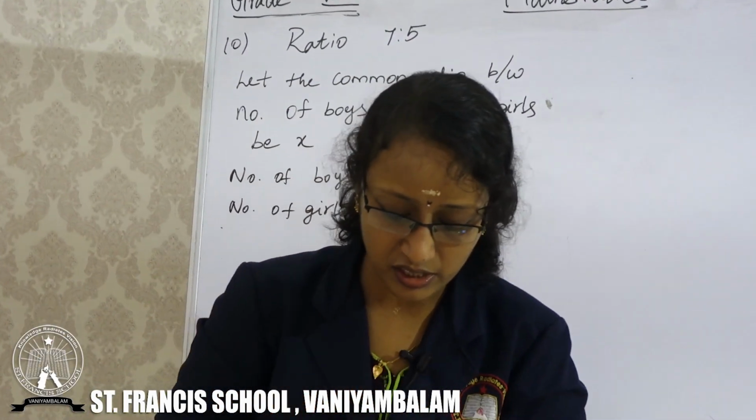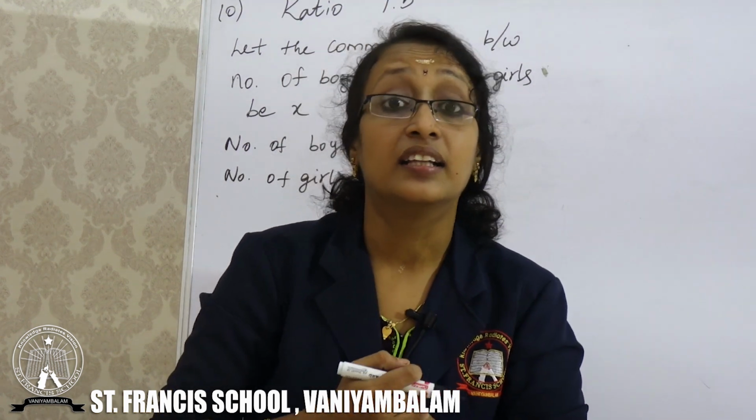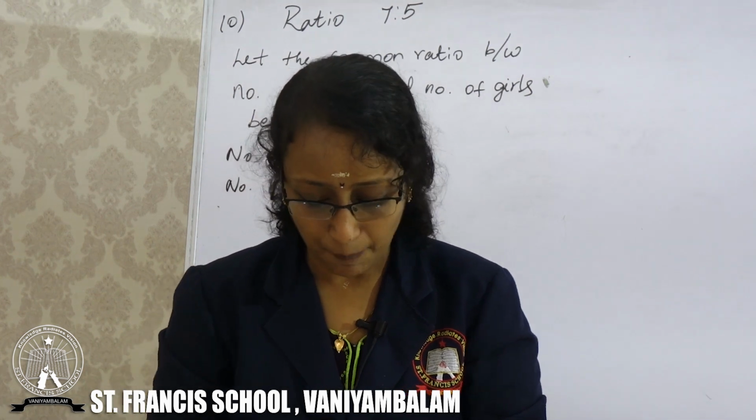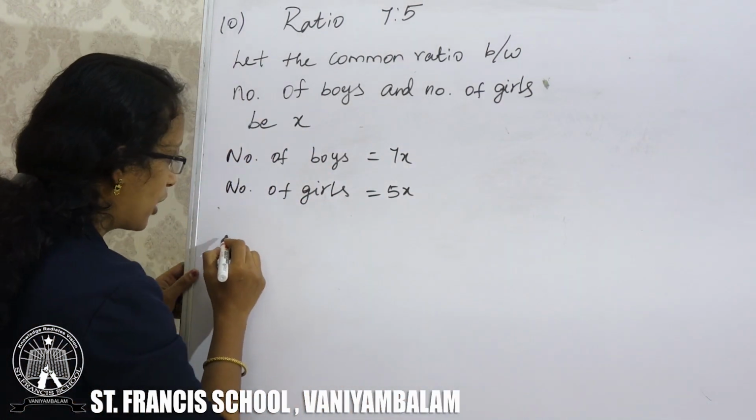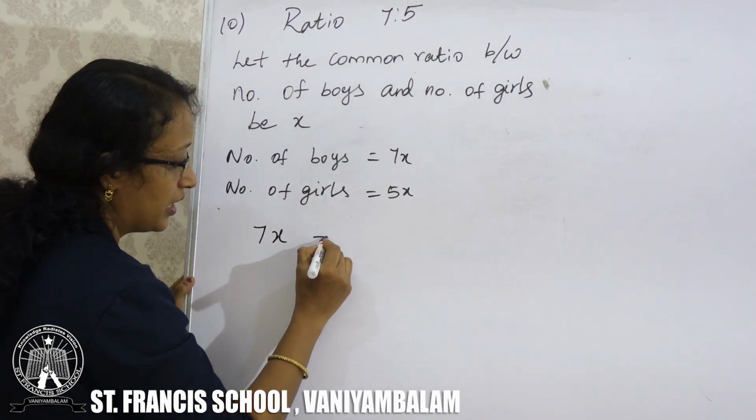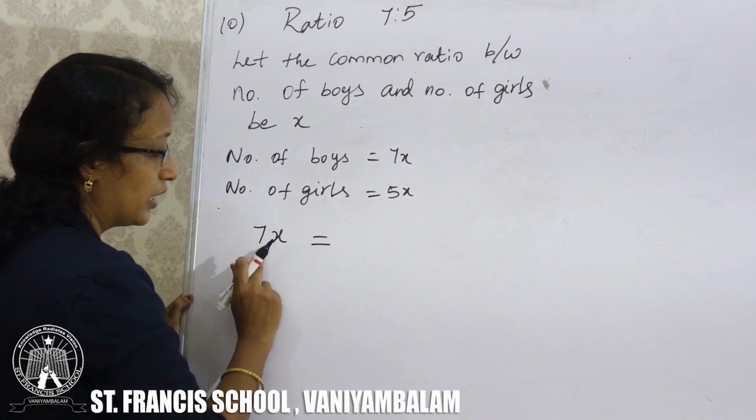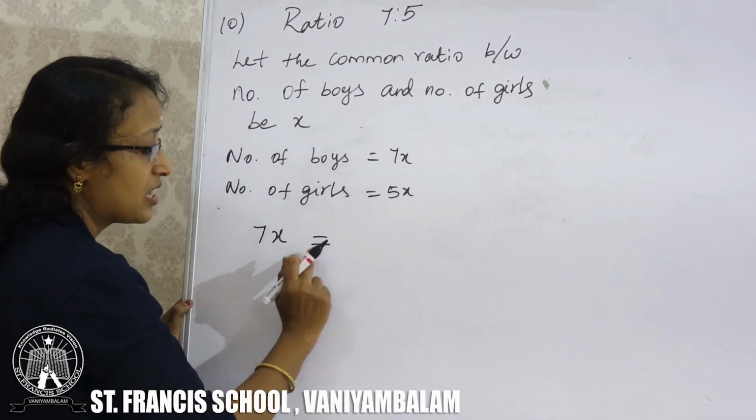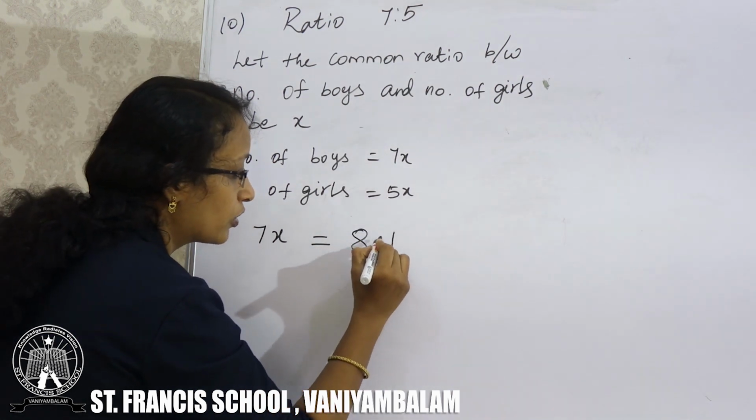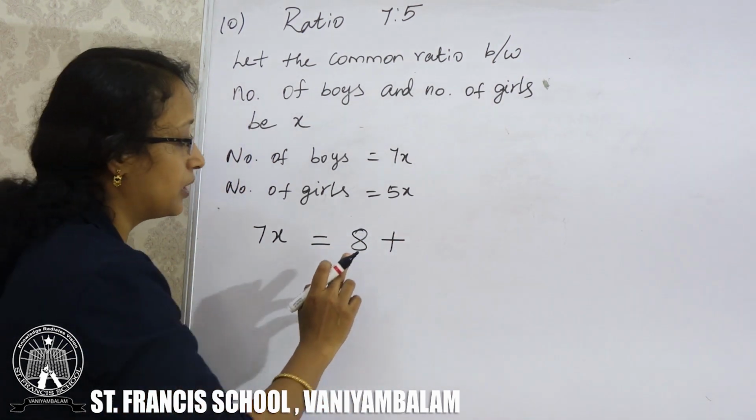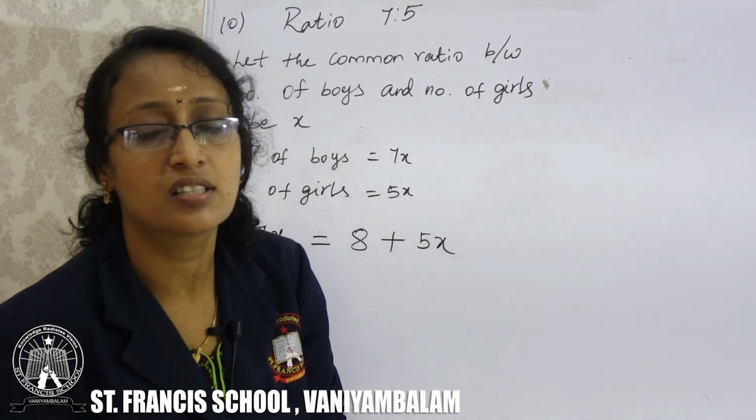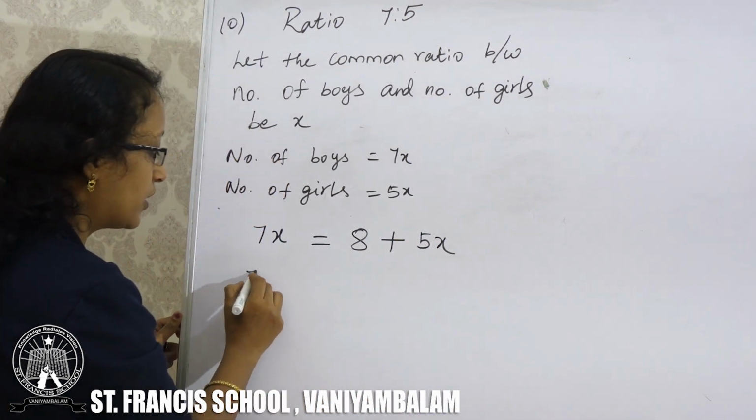And it is given. So let's go to the condition. According to the question, what is given? The number of boys is 8 more than the number of girls. So number of boys 7x is equal to 8 more than, addition symbol, so 8 plus number of girls. This is your equation. We got the equation. Can you solve this? Yes, you can solve it very easily.